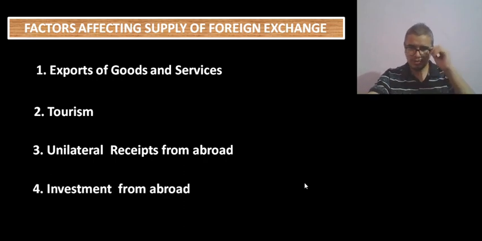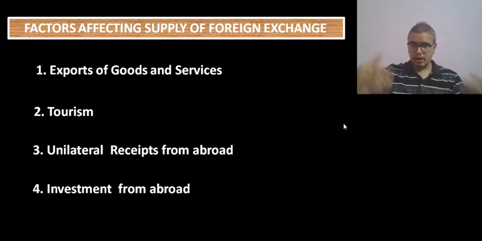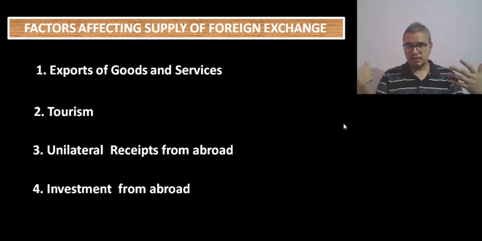Whenever a foreign company, may it be Apple, Pepsi, Microsoft, Google, YouTube, etc., wants to come to India and invest in India, then obviously they will come along with US dollars. And when they come along with US dollars, India will have more US dollars. More US dollars will come to India. More US dollars coming to India means the supply of foreign exchange, the supply of US dollars, is rising in India.